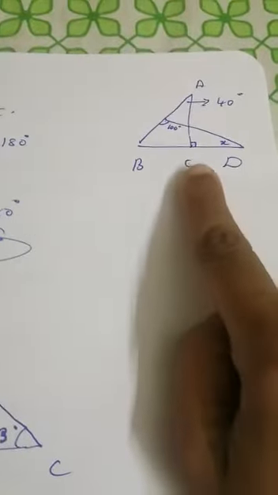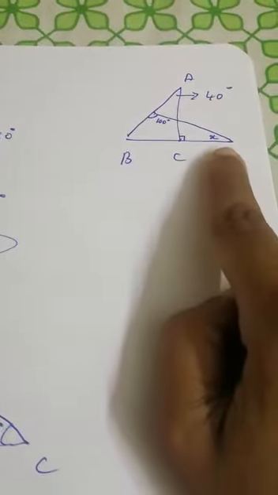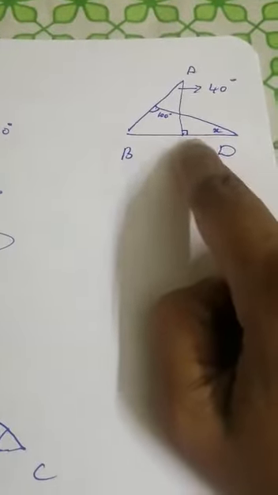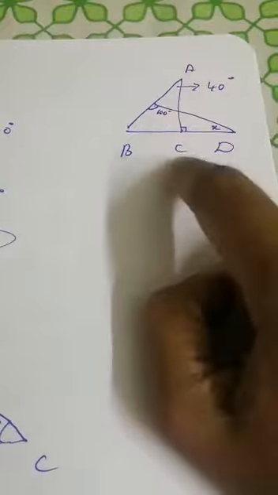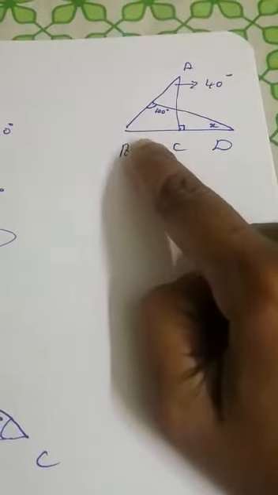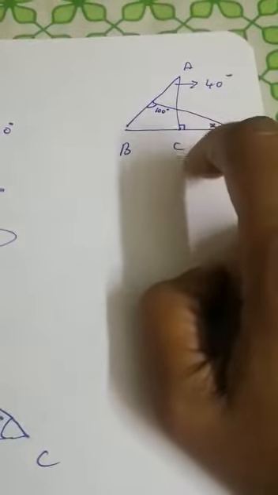Coming to the level B question, this is the picture given. You need to find x. Now first we will consider this ABC. In this ABC, this is 40 degree, this is 90 degree. So from this you can find the angle B. 90 plus 40 is 130. Therefore this will be 50 degree.